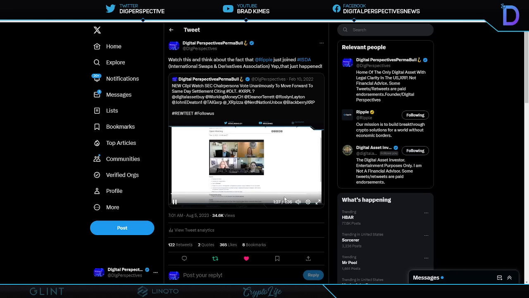On the division's recommendations to amend the Securities Exchange Act on clearing and settling. Yes. Yes. Yes. Yes, the recommendation is approved unanimously. And there you have it.